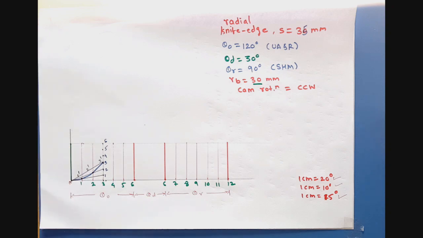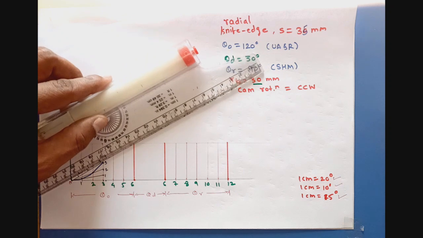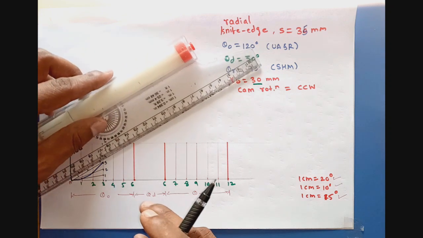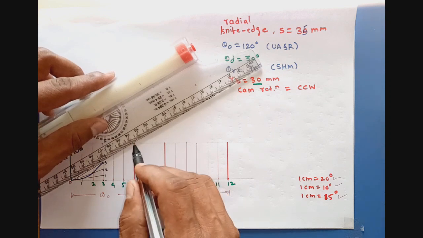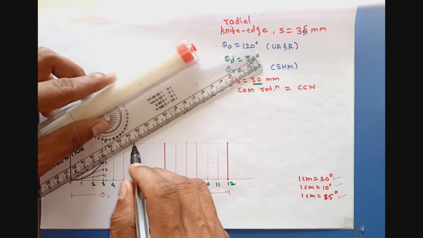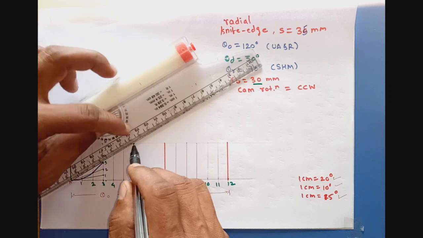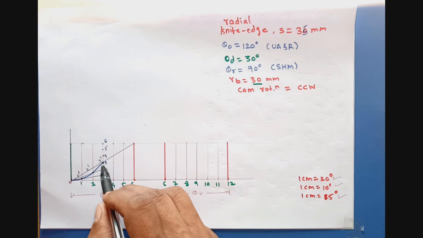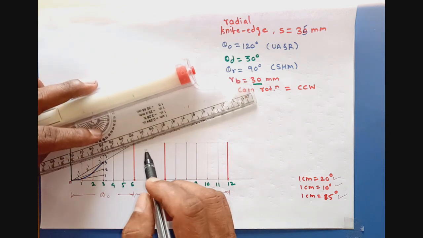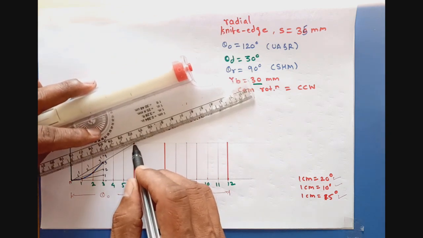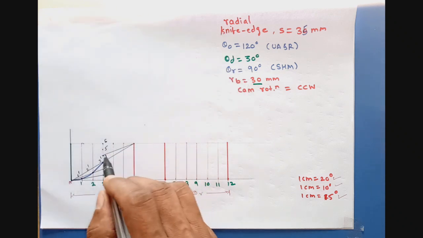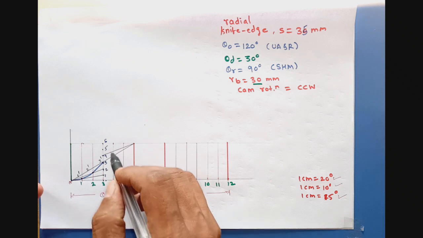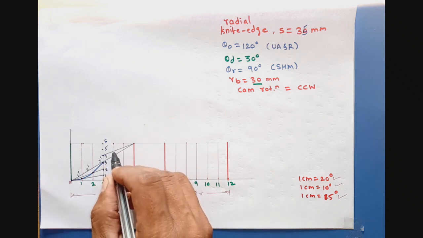acceleration. Now for second half of the outstroke there is retardation. So I will join this diagonal point, which is diagonally opposite to origin, to point number 3. This will intersect 3 at 3 dash. We will join this point to 4. So this line joining this point to point number 4 will intersect the division number 4 line at 4 dash.